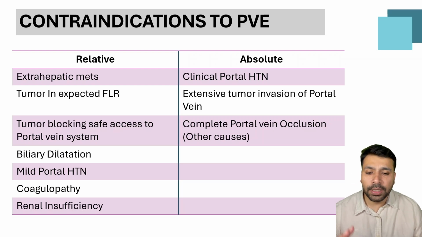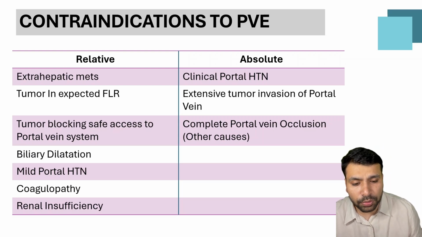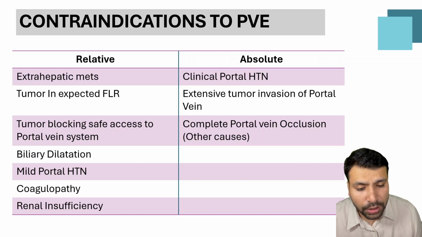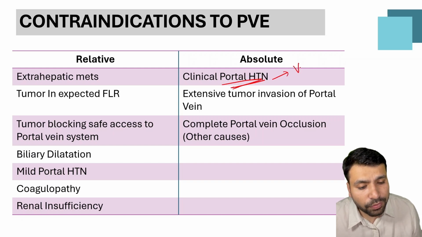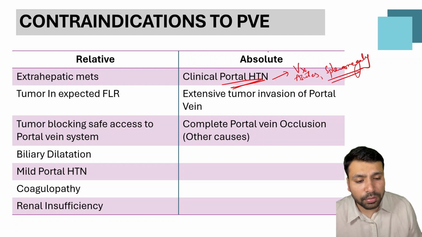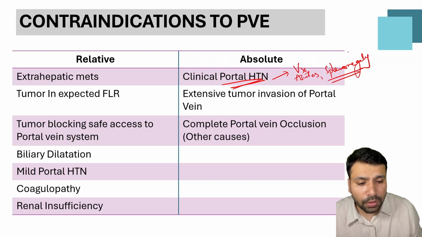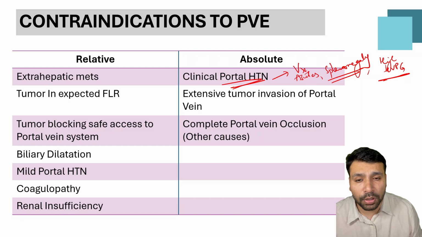Coming on to contraindications, in which conditions can we not do a portal vein embolization? Absolute contraindication is portal hypertension. If you have features of varices, ascites, splenomegaly, or a high HVPG indicating portal hypertension, you cannot block it. Why?